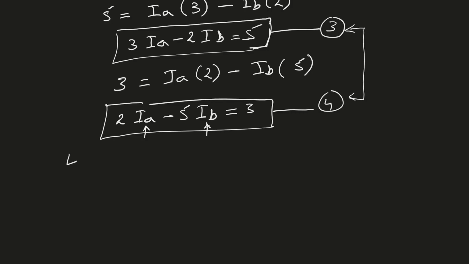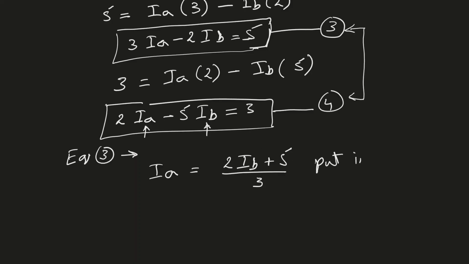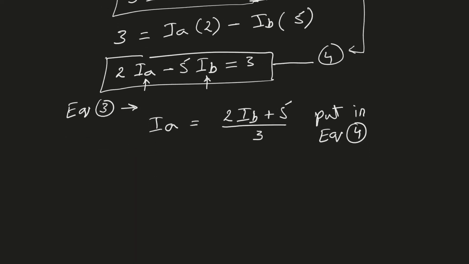So let's consider equation 3. From equation 3, I will get the following: IA is equal to (2IB plus 5) divided by 3. You can see from equation 3, you will get IA equals to this much. Now we have a value of IA in terms of IB. So now if I put this value of IA in equation 4, then you will see that IA will disappear from equation 4. So I will get 2 times IA, so that is 2 times (2IB plus 5) divided by 3. So I put the value of IA in this equation over here in 4: 2IA minus 5IB equals 3.